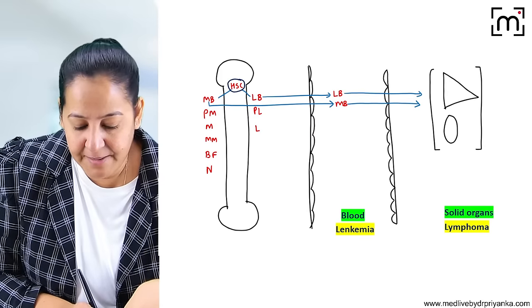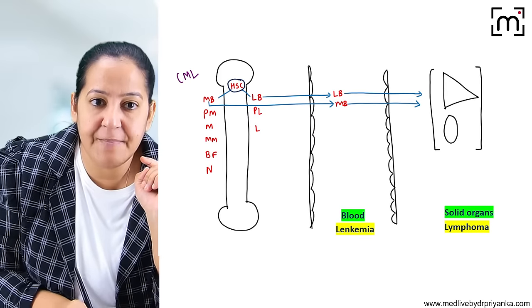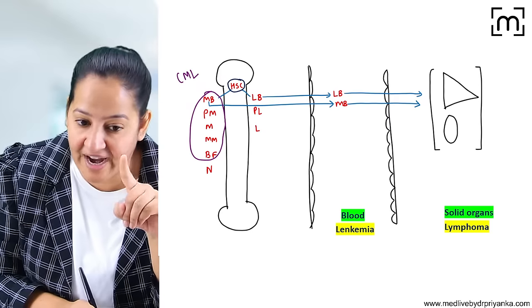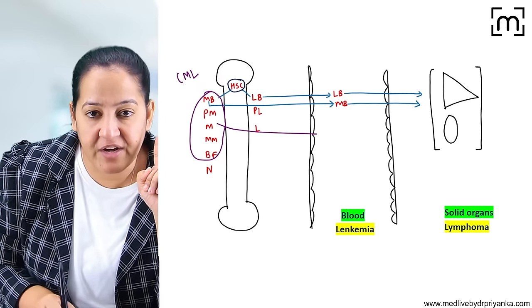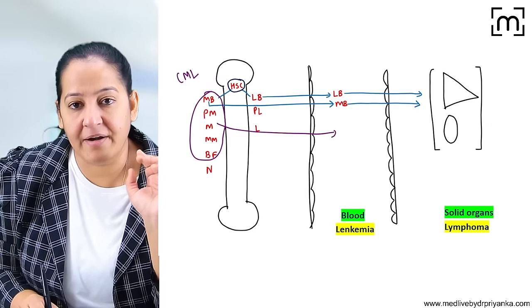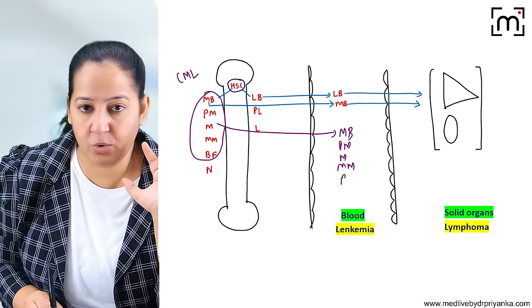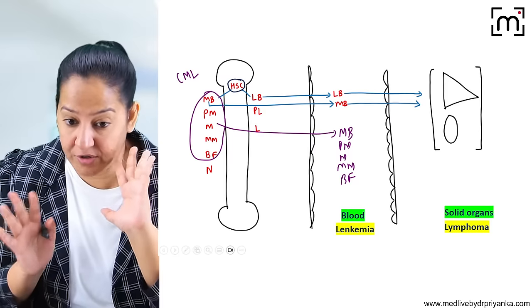What was happening in CML, please understand. All these five cells were doing uncontrolled mitosis because of 9;22 translocation and they were shifted in the blood. And after coming in the blood, these all five remain in the blood only. They don't go anywhere else. Organ infiltration is not there in CML.